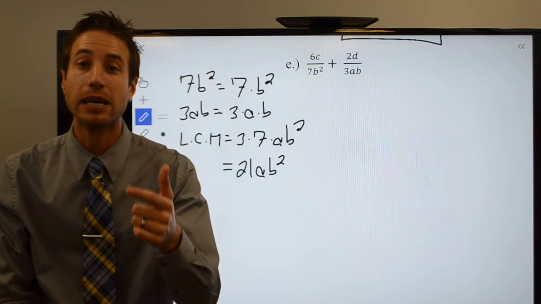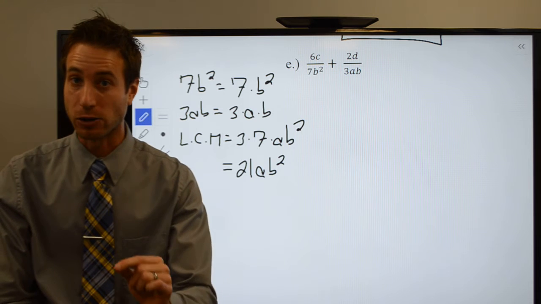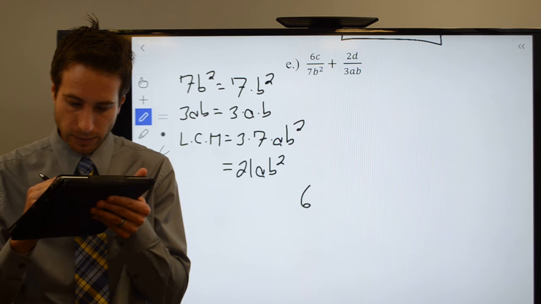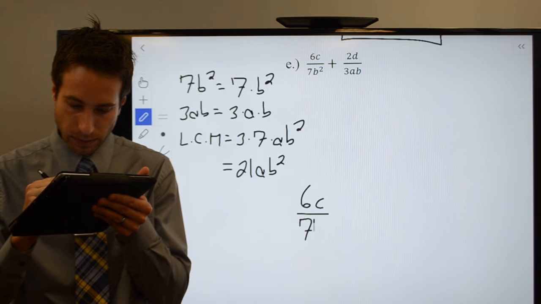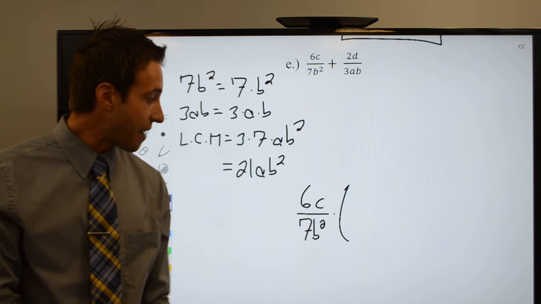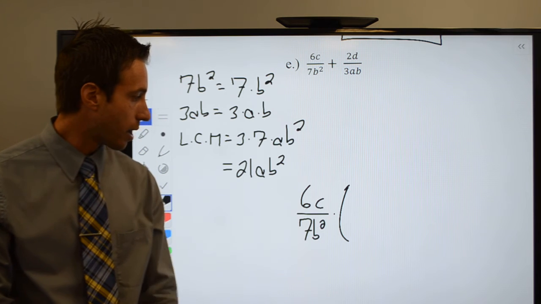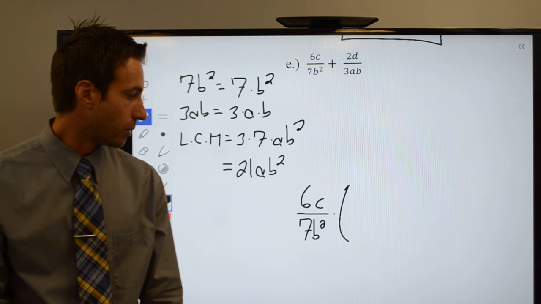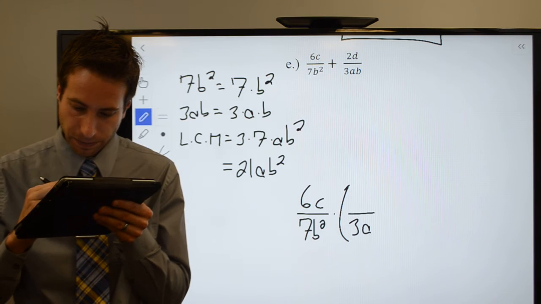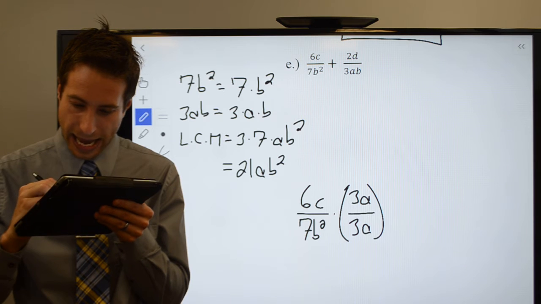I need to make my least common denominator the LCM. Well, okay. How do I turn a 7b squared into a 21ab squared? Well, I'm going to need a 3a. So I'll multiply top and bottom by 3a.